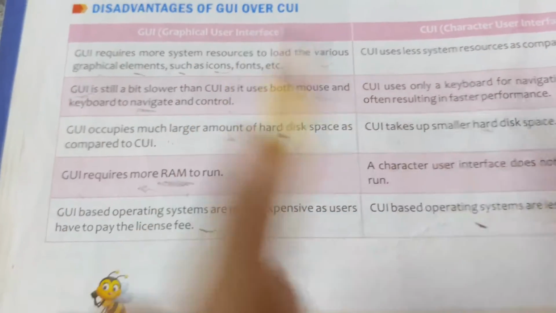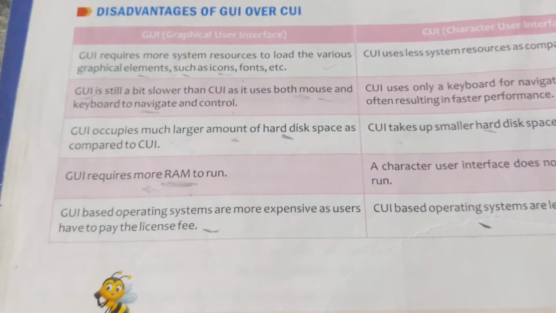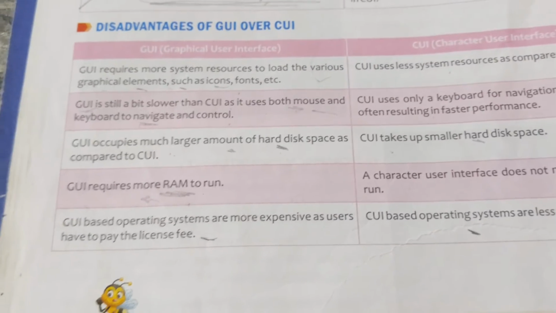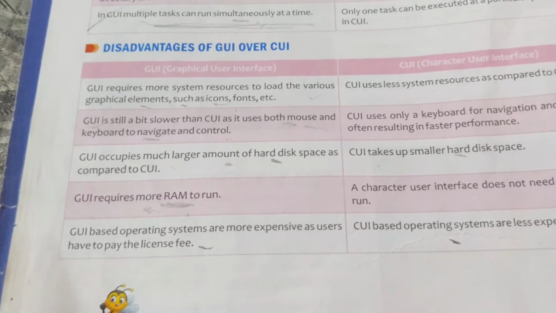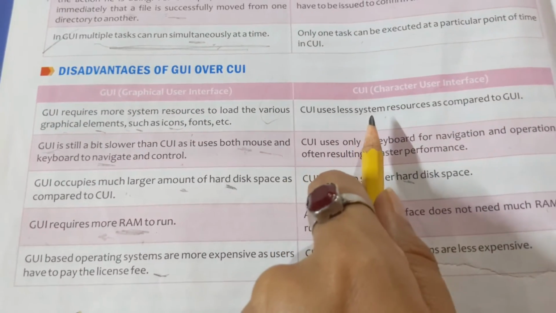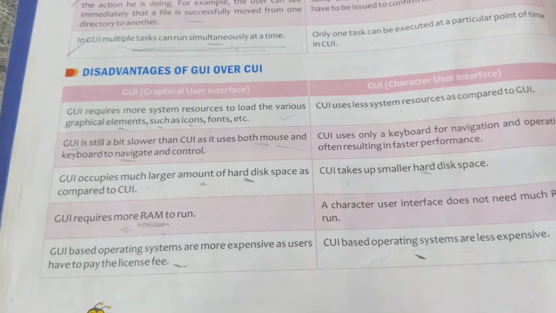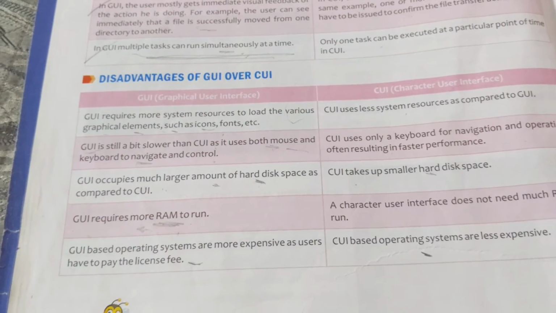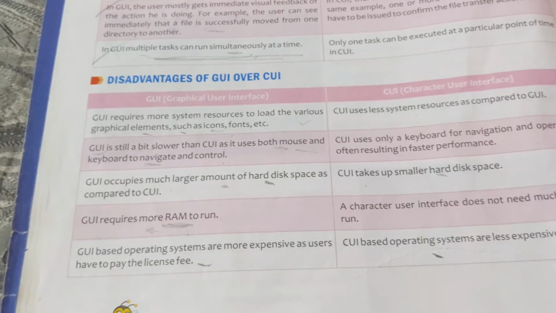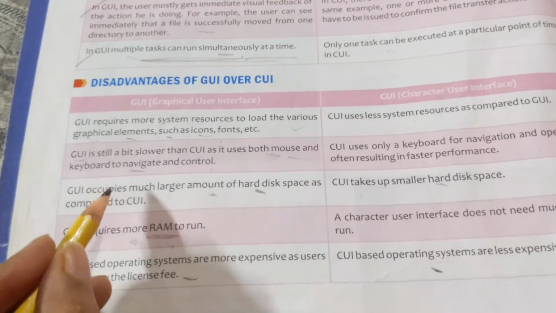So GUI requires more resources to load the various graphical elements. इसमें resources आपके ज़्यादा लगते हैं because it's a graphical user interface. But CUI uses less system resources as compared. इसमें कुछ नहीं है ऐसा. There is no need of attractive input and output devices. आपको ऐसा कुछ खास नहीं चाहिए इसमें.